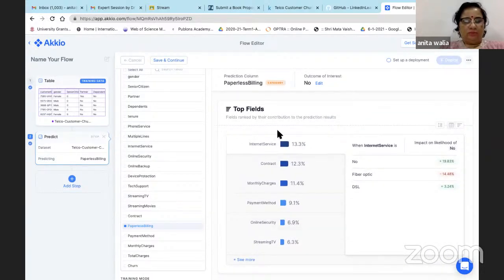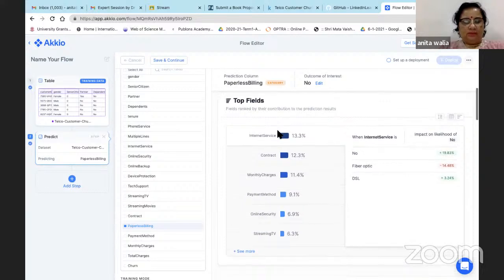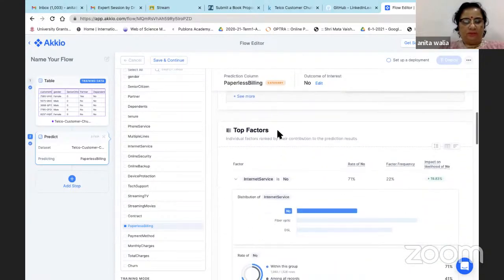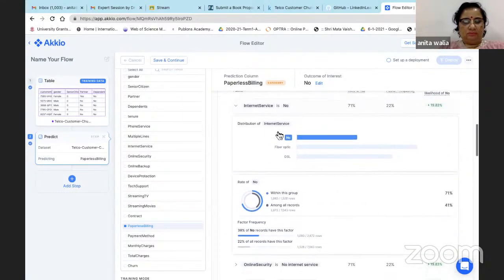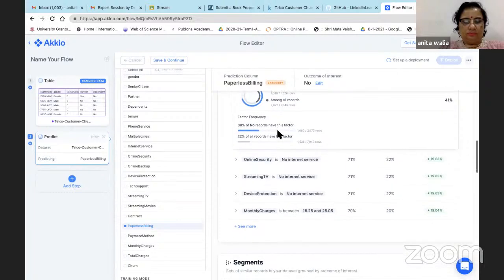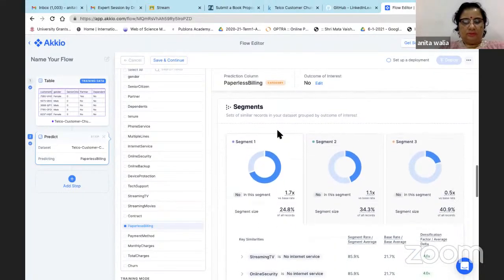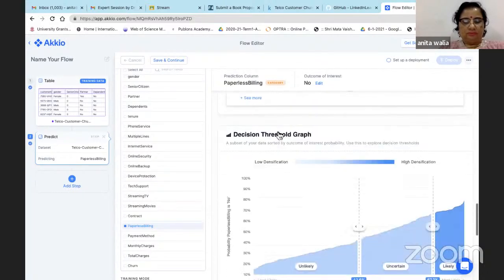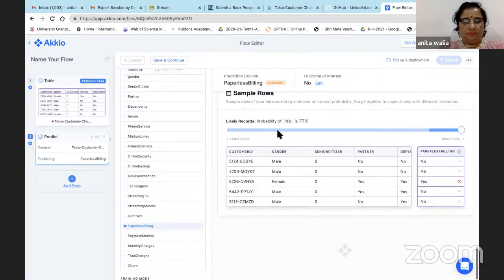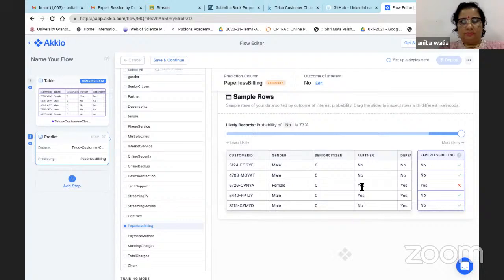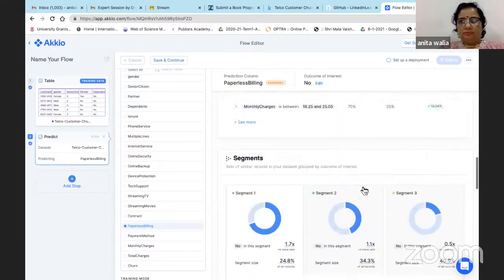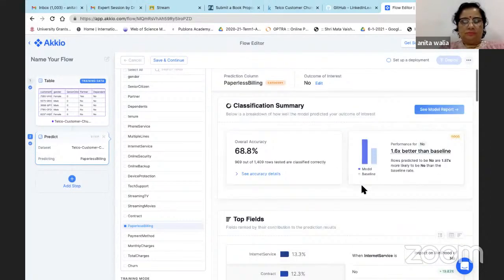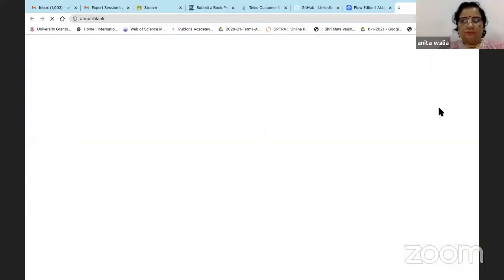So you can see here the factors which influence the outcome, these are the top factors. And you can see here the segment. And just check the report.